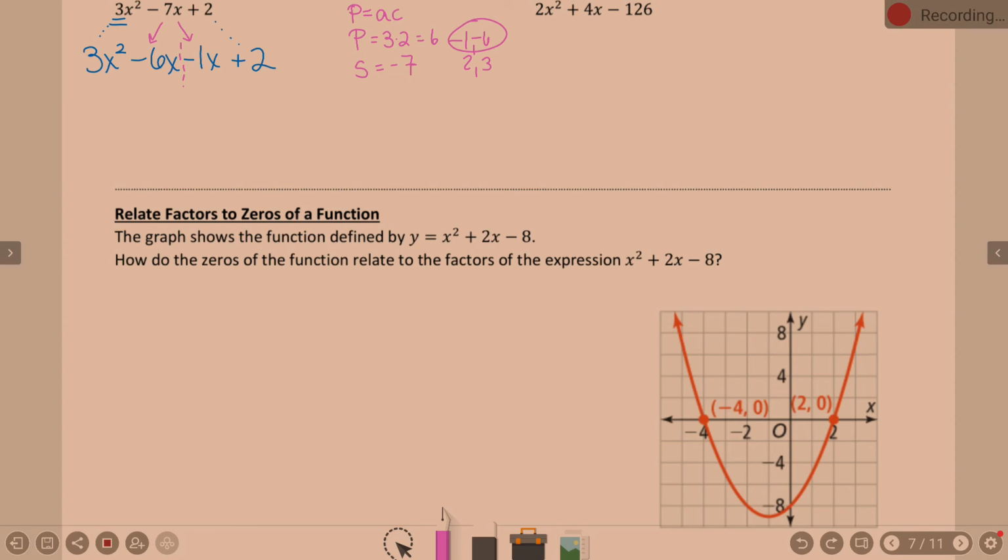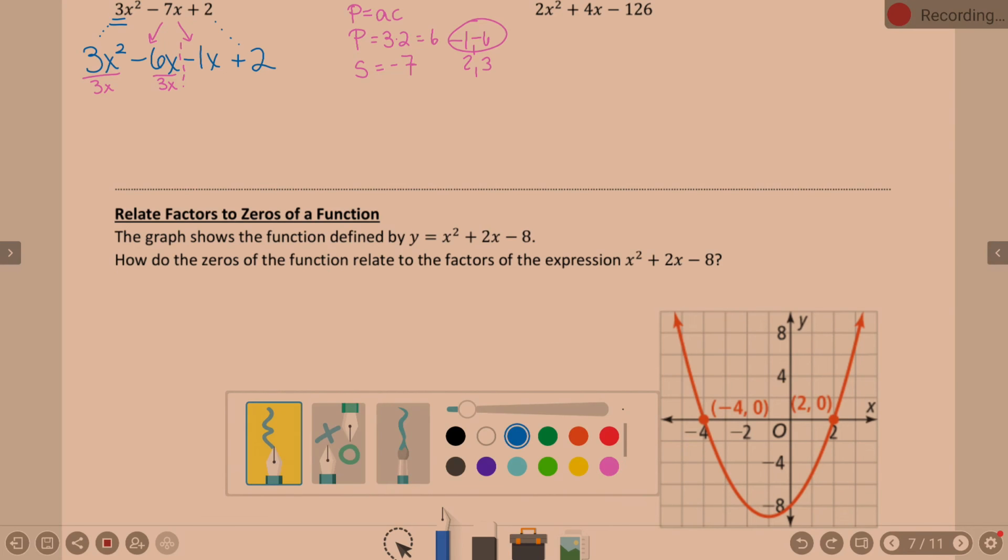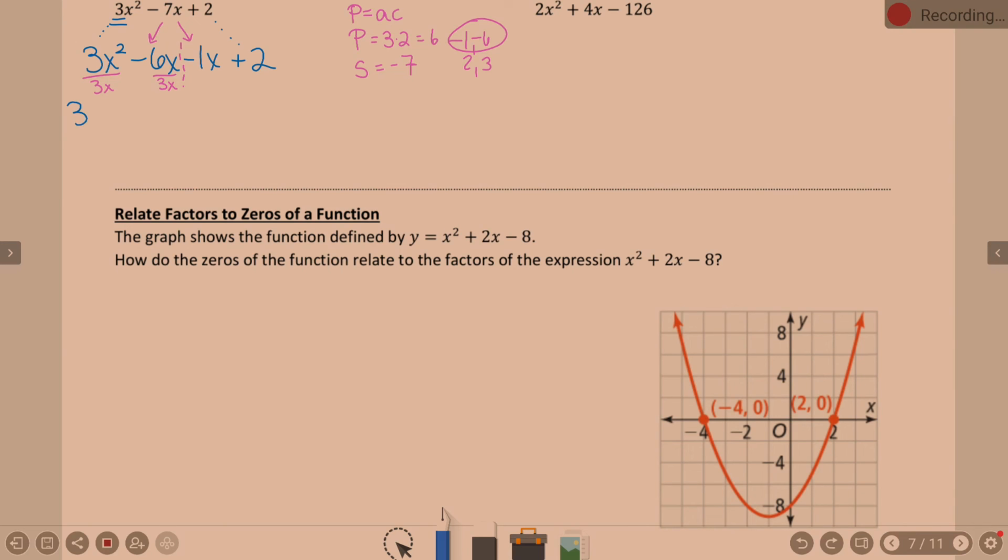They both divide by 3, and they both divide by x, right? These first 2 will always divide by an x. So we're going to divide by 3x. Now, what do I do with that 3x that I'm dividing by? I'm going to put it out front. Can't just drop it off.